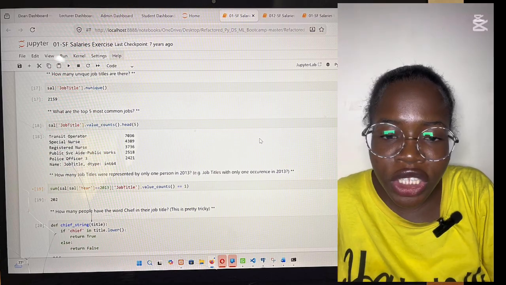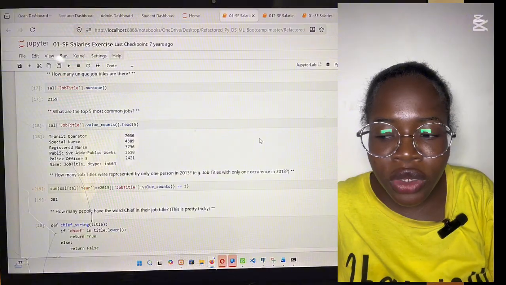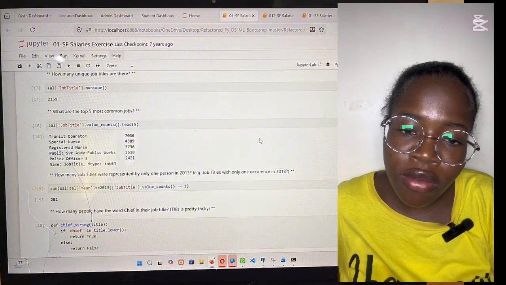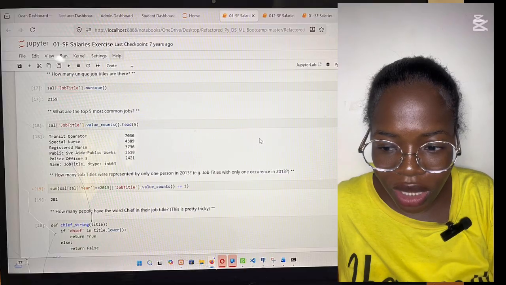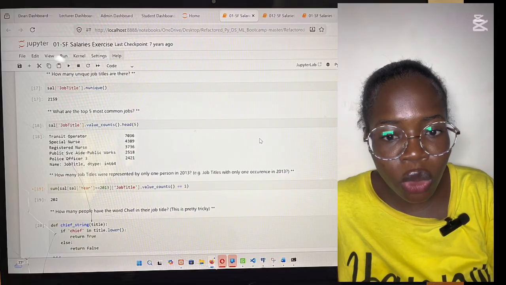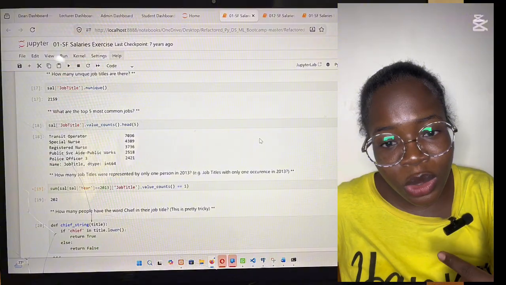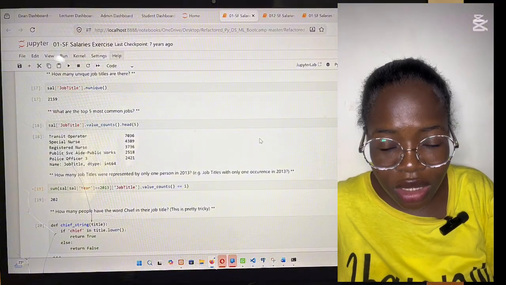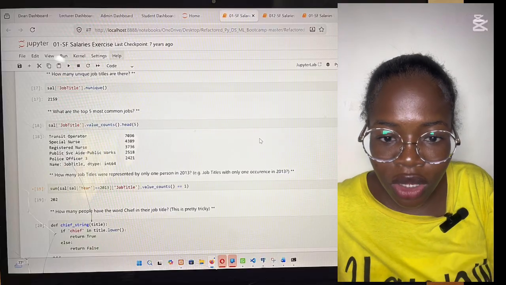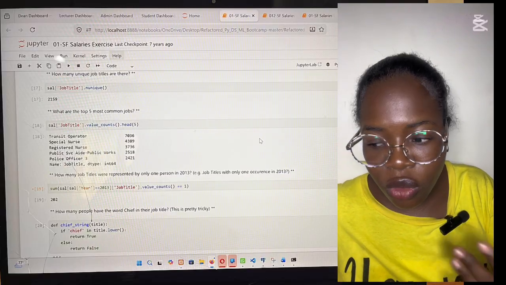How many people have the word chief in their job title? The command that we use is the def chief string title. That first line simply creates a function called chief string that can take a job title. The next line now brings a condition. If chief is found in the title.lower, title.lower is there to make sure that if chief is in capital letters or in lowercase letters, it should accept it. And then if it actually finds it, it should return the value true, else it should return the value false.